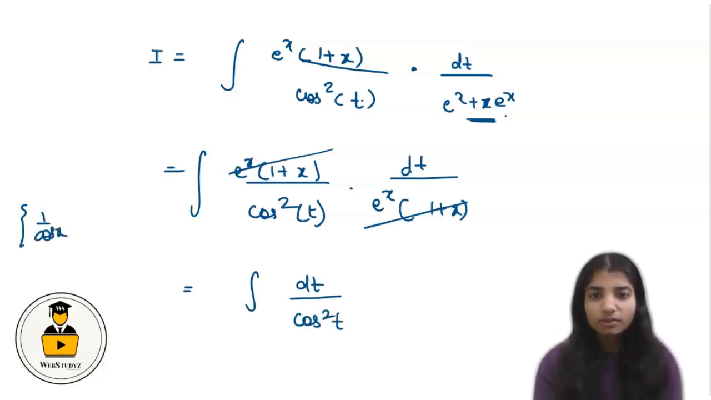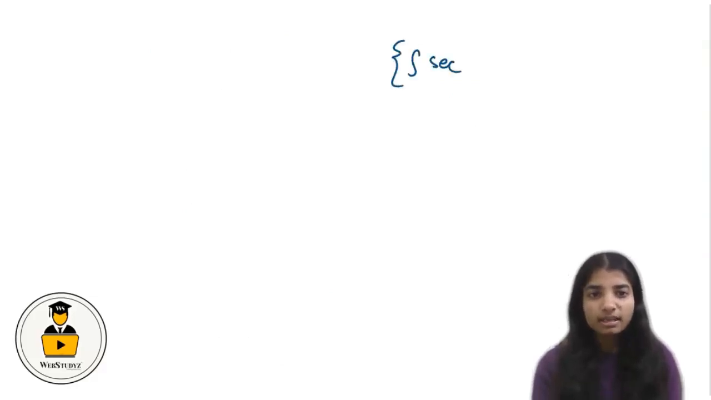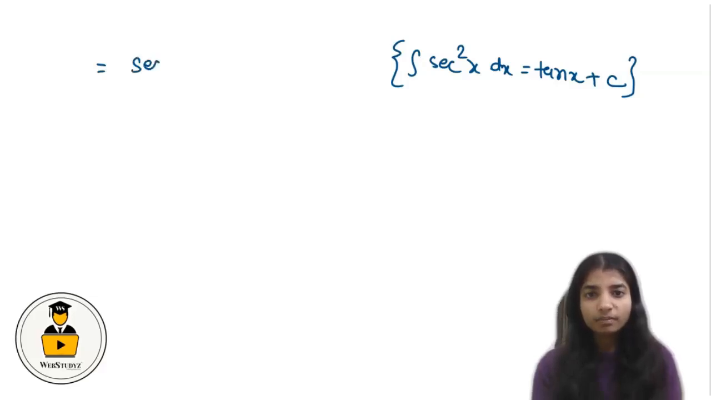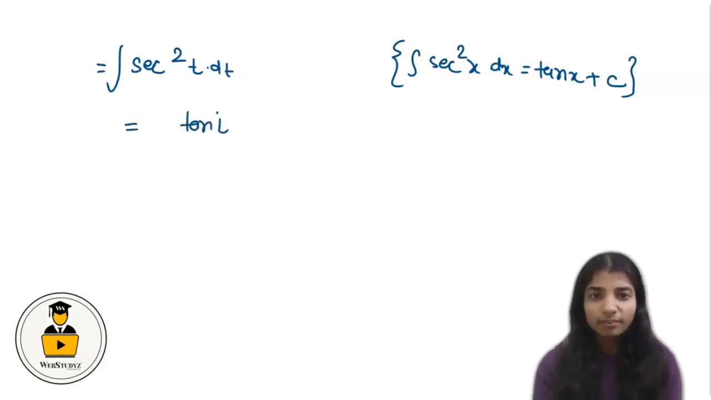We know that 1 divided by the cos of x is equal to secant of x, so 1 divided by the cos square of x is equal to secant square of x. In the same way, 1 divided by cos square of t is equal to secant square of t multiplied by dt. We know that the integral of secant square of x dx is equal to tangent of x plus c. So the integral of secant square of t dt becomes tangent of t plus c.